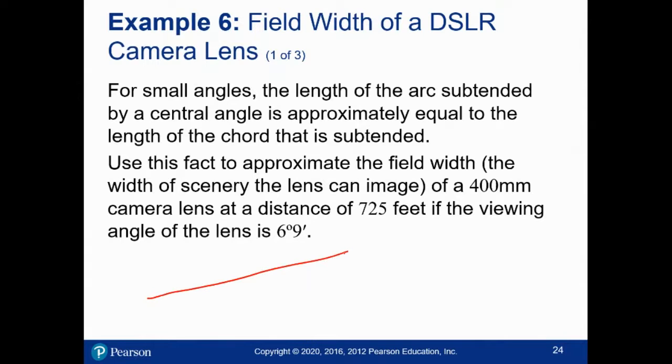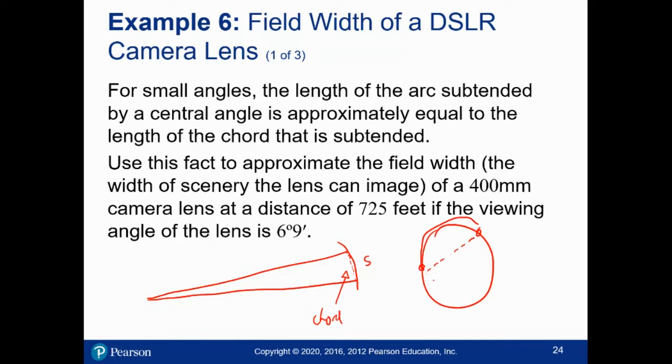So we have a very small angle in, let's presume, a pretty big circle. This arc length is approximately equal to the length of this straight line. That straight line is called a chord. If you had a big angle, by the way, this arc length is very far off from that. But for small angles, it's a very good approximation. So for small angles, you can say the arc length is pretty much the chord length. So use that approximation to judge the field width. In other words, how much scenery the lens can image, so how wide of a view can you get.